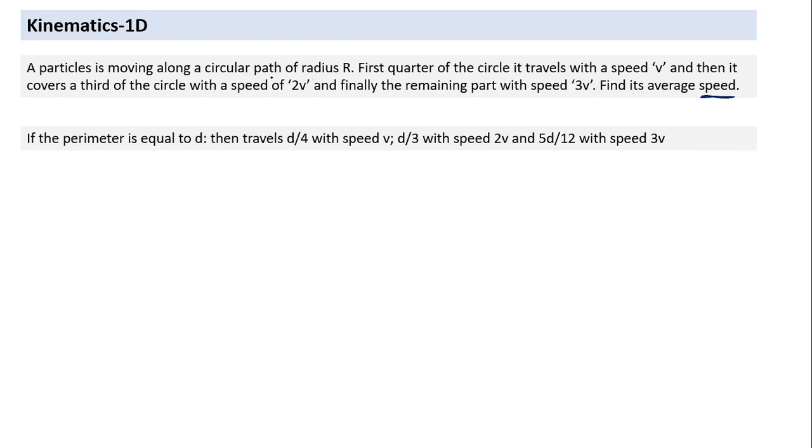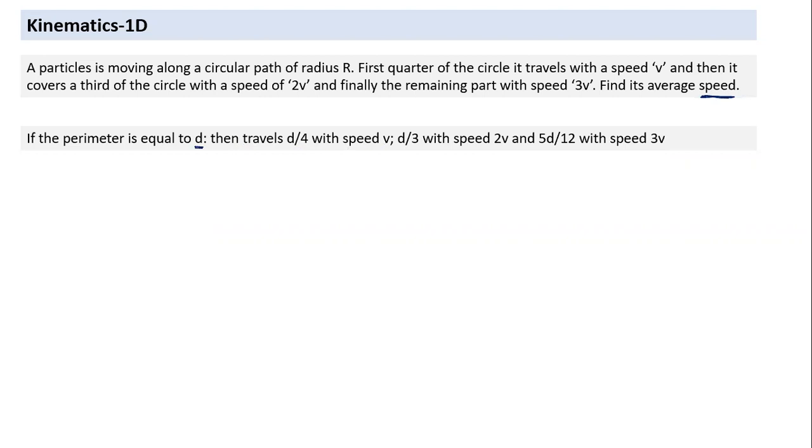2 pi r. So let me assume the perimeter equal to d. Can I assume this? Now, the first quarter of a circle: how much distance is traveled in terms of d? A quarter of a circle means it travels a distance d by 4, with speed v.